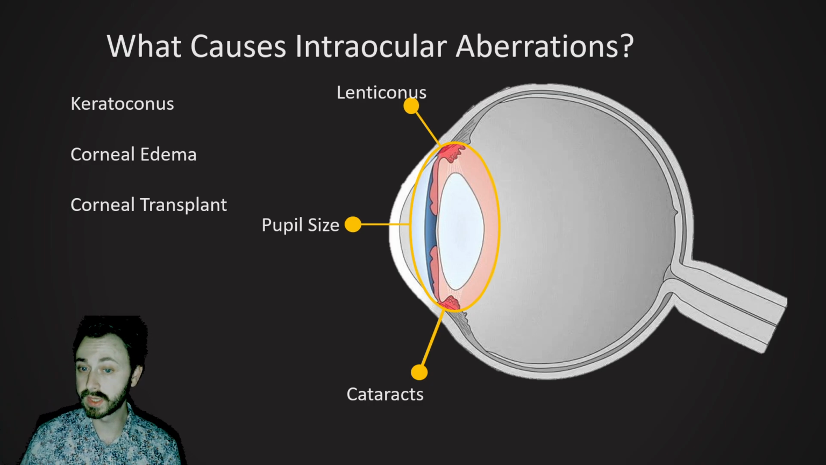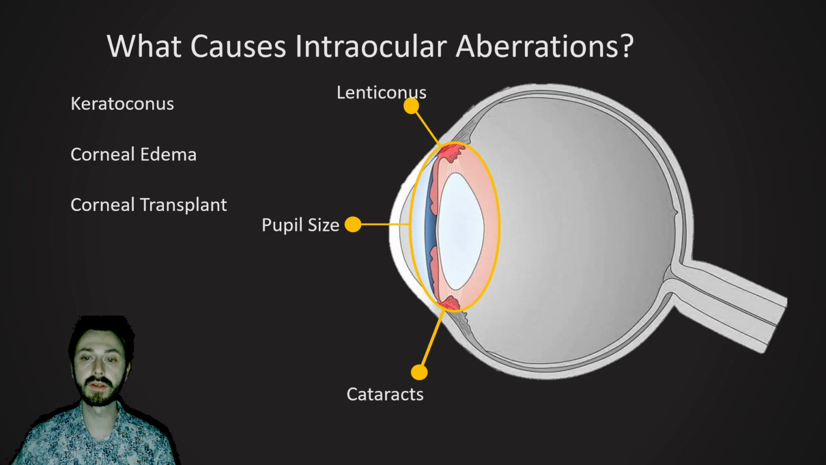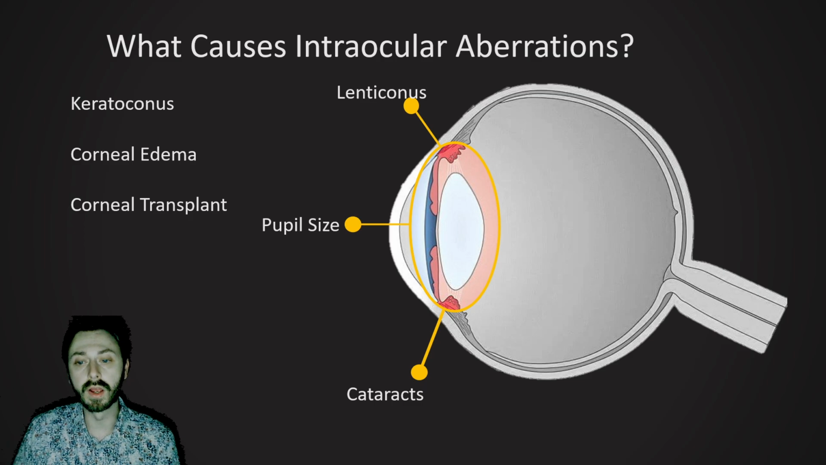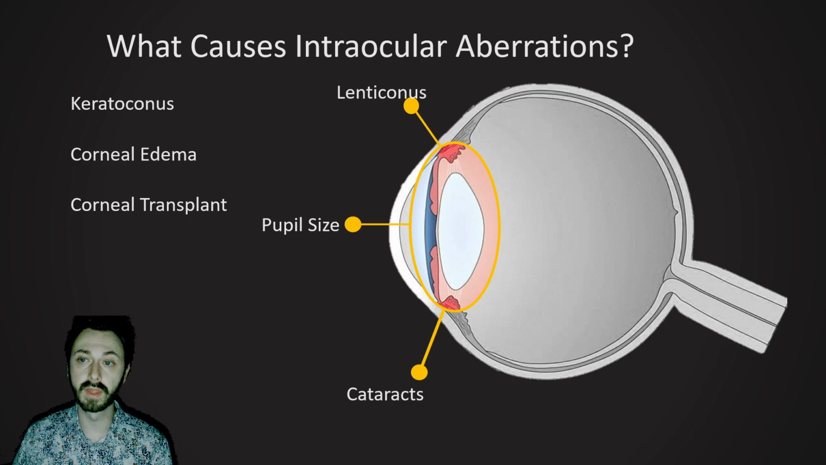As I said before, pupil size is going to be an important factor in determining the level of aberrations that enter the eye. And then things like cataracts. Different cataracts can cause different aberrations that a patient may struggle with.